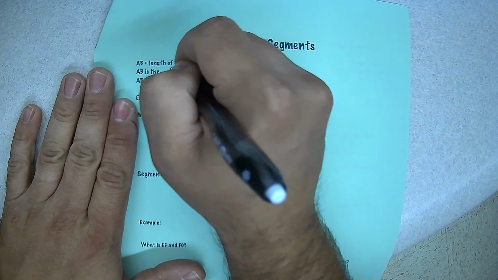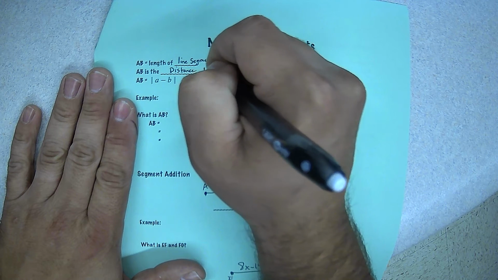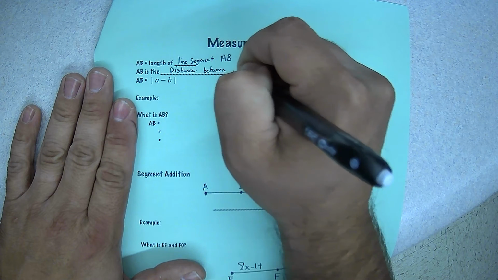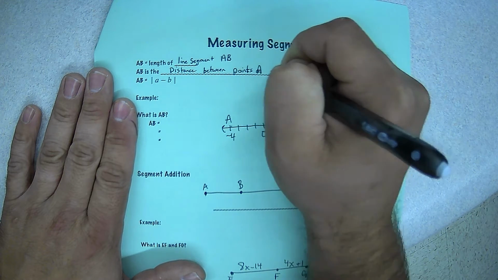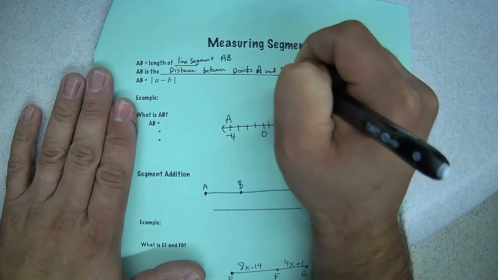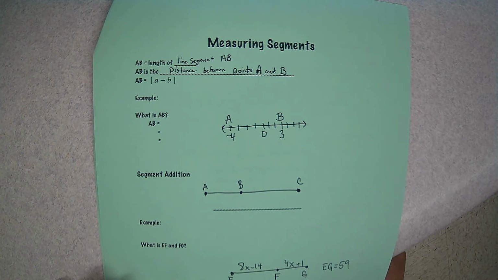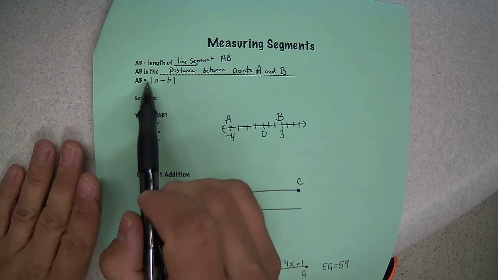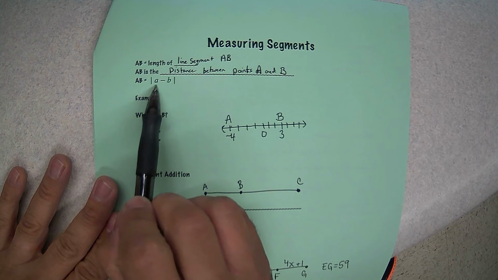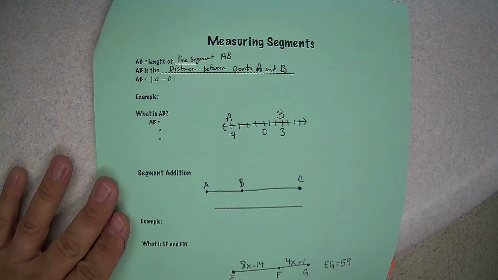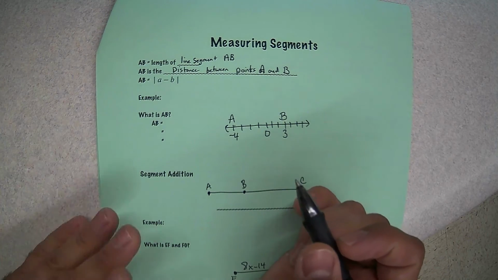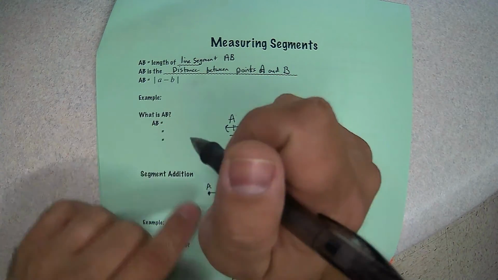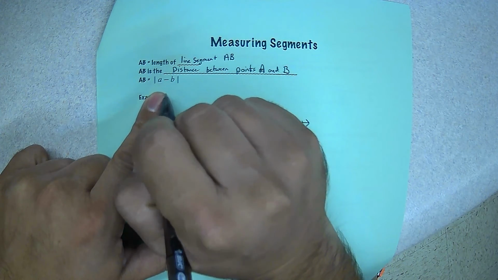So it's the distance between points A and B. Or another way to think about it is we're looking at the absolute value of the value of A minus B. And the definition of absolute value is actually the distance between two points, or the distance between two numbers. So this is the absolute value of that.